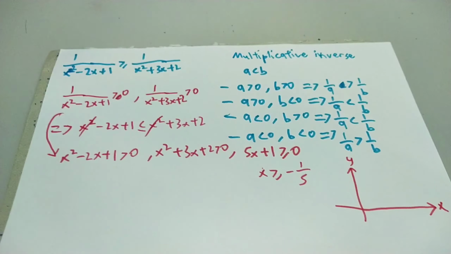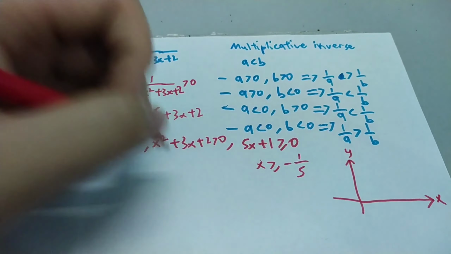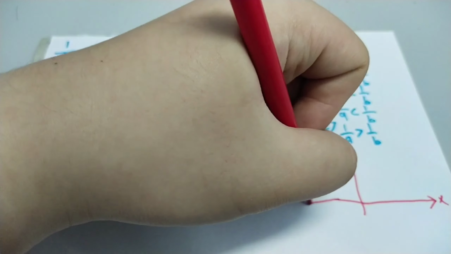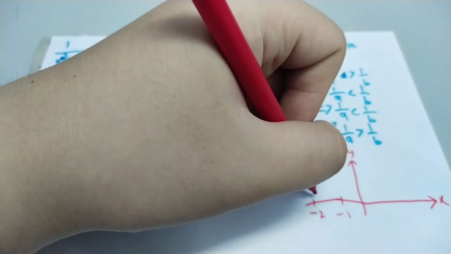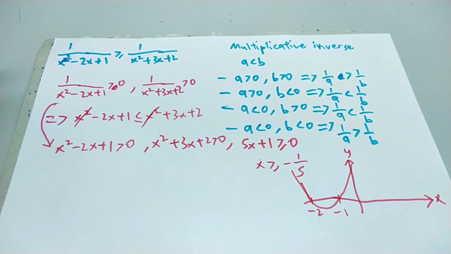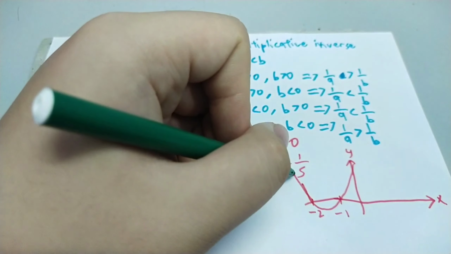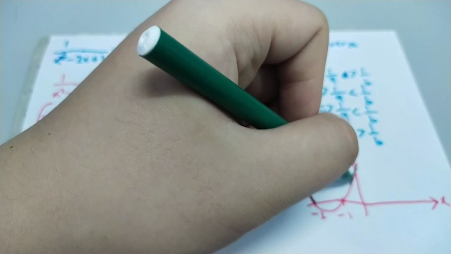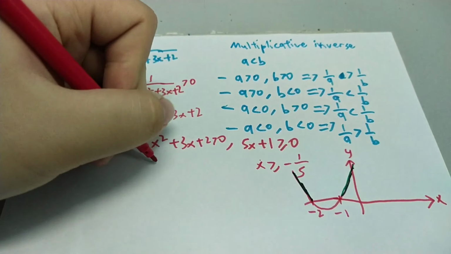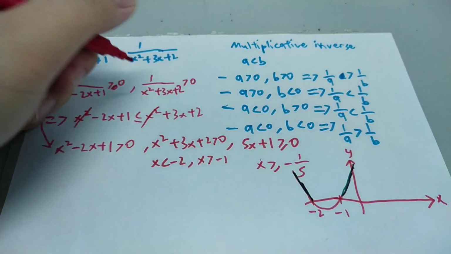So I have y, I have x, and then we are going to plot the parabola using the roots. So our roots are negative 2 and negative 1, and then something like this. And then we are going to define the region above the x-axis for here, which is this and this. So x must be less than negative 2 and x must be bigger than negative 1.